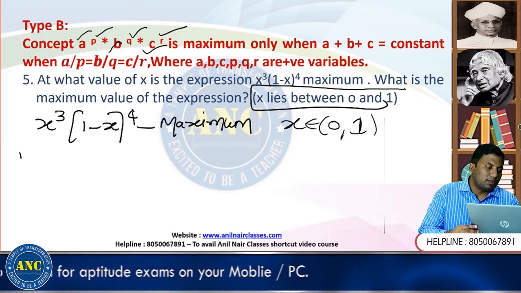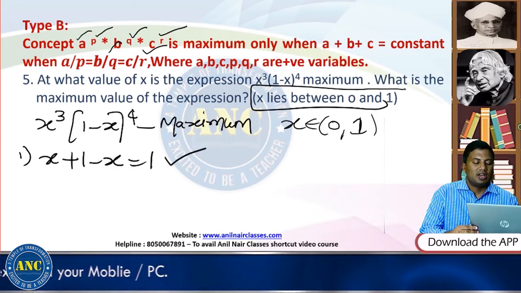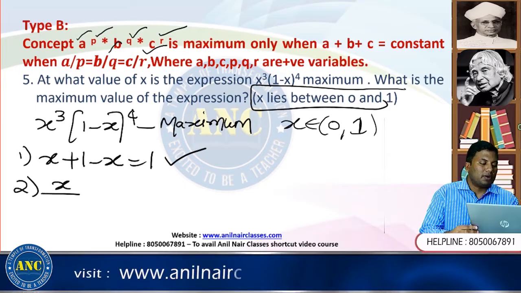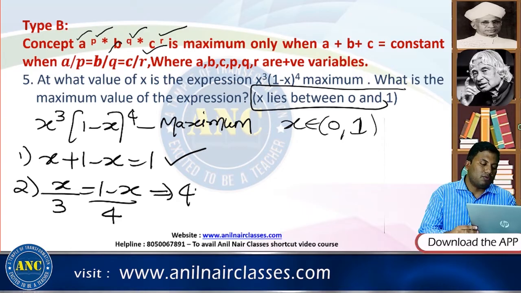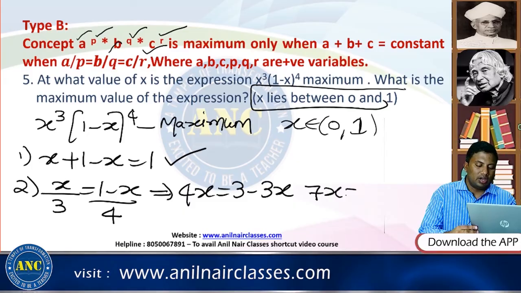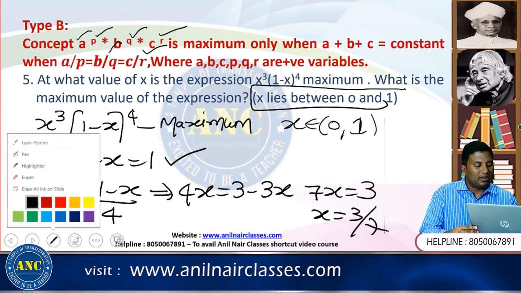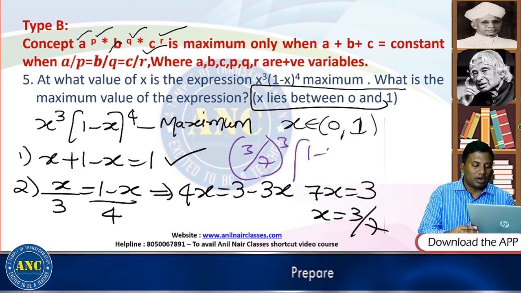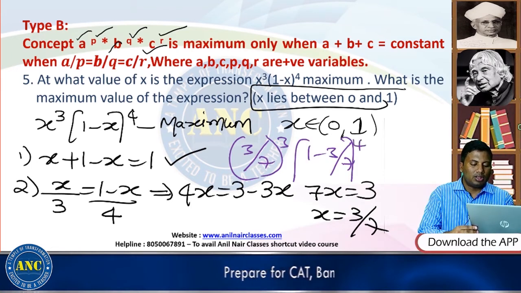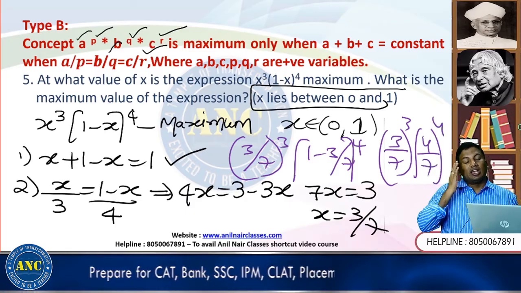So this is possible only when the sum of the bases is constant. x plus 1 minus x, 1 is constant, base to the power: x by 3 equivalent to (1 minus x) by 4. So this will become 4x equivalent to 3 minus 3x, 7x equivalent to 3. So x equivalent to 3 by 7. So expression will become, wherever x is there, substitute 3 by 7. (3 by 7) whole cube into (1 minus 3 by 7) power 4, (3 by 7) whole cube into (4 by 7) power 4. Very easy if you know this method.